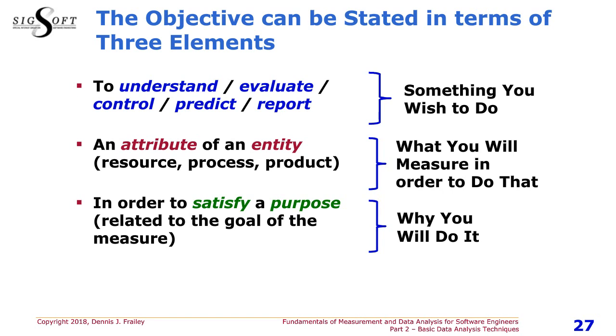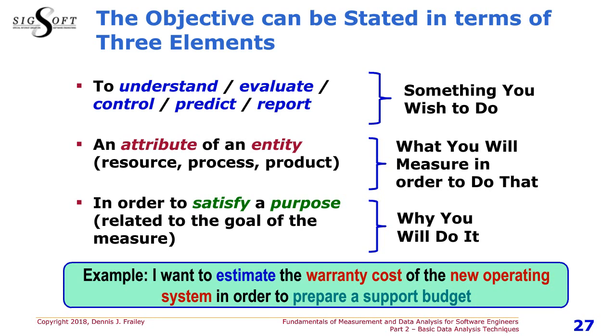Here's an example. I want to estimate the warranty cost of the new operating system in order to prepare a support budget. Now, that's a very reasonable purpose. And you'll notice that I've color-coded the words. The estimate is what I want to do. The warranty cost of the new operating system is the attribute of an entity. And the prepare a support budget is the purpose. Okay?